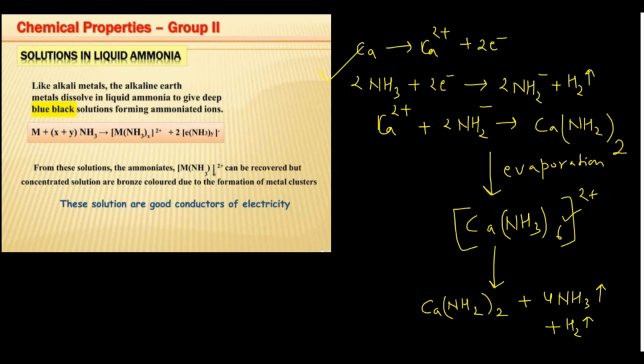Now moving to the next slide, and of course before concluding this particular slide, you should know these are good conductors of electricity, because they have ammoniated electrons and charged ions. However, this property is much less pronounced in the case of the alkaline earth metals, but it is more pronounced in the case of the alkali metals.